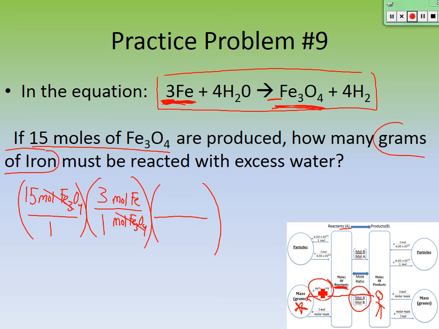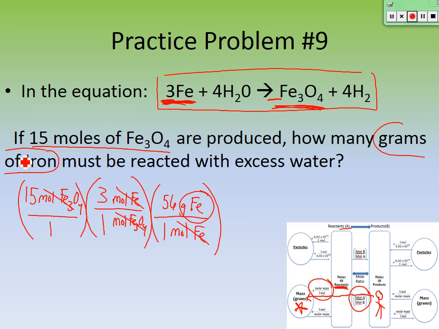Okay, it says molar mass on top and 1 mole on the bottom. 1 mole of what goes on the bottom? Iron. It's got to go on the bottom. What's the molar mass of iron? If you look at the periodic table, it's what? 56. 56 grams of iron. Okay, now my moles of iron cancel out and I'm left with grams of iron, and that's what I needed to find.